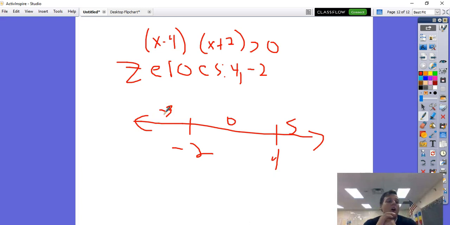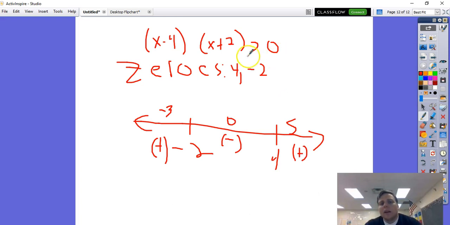So first, realize that all we're asking about is signs. So we don't actually care about the number we get when we plug in negative 3. We just care about if it's going to be a positive y or a negative y. So we plug in negative 3. That gives me some negative number, because negative 3 minus 4 is negative. Negative 3 plus 2 is negative. So that gives me some negative number times some negative number, which is a positive overall. We plug in 0 here. We would get negative 4 times 2, which is negative 8. It's negative. We plug in a 5. We get 5 minus 4, 5 plus 2. That's a positive times a positive, which is a positive.